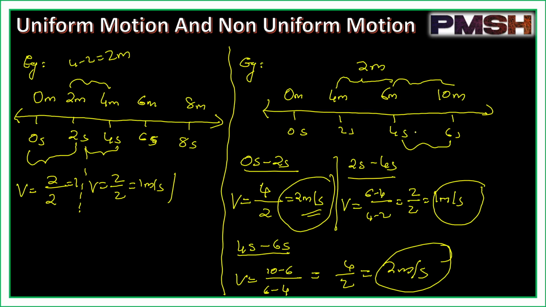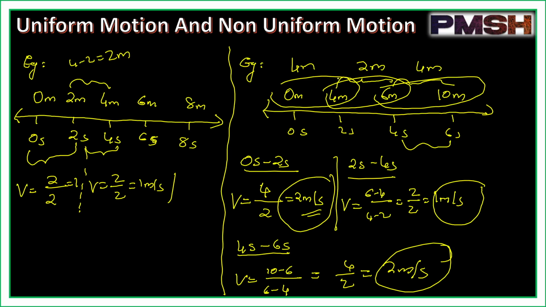That is equal interval. But what about the distance covered? At this interval, the distance covered is 4 meter. At this interval, the distance covered is 2 meter. Then the next interval, the distance covered again is 4 meter. So there is an unequal distance covered in equal interval of time. Then the body will have a non-uniform motion.